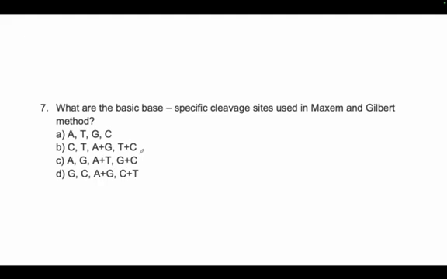What are the base-specific cleavage sites used in the Maxam-Gilbert method? It's basically asking what are the 4 reactions. So we have the 2 purine reactions, A plus G and G, and the 2 pyrimidine reactions, C plus T and C. This is the 4th answer: G, C, A plus G, C plus T.